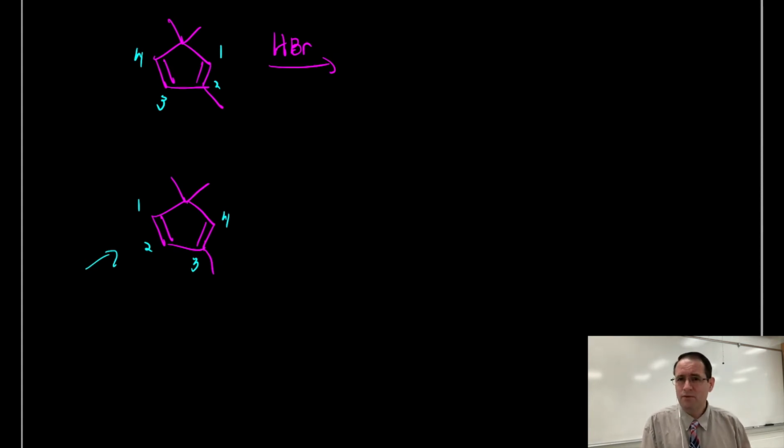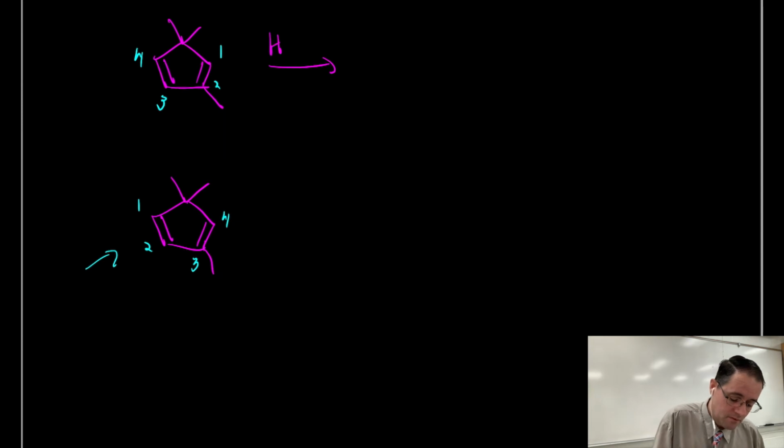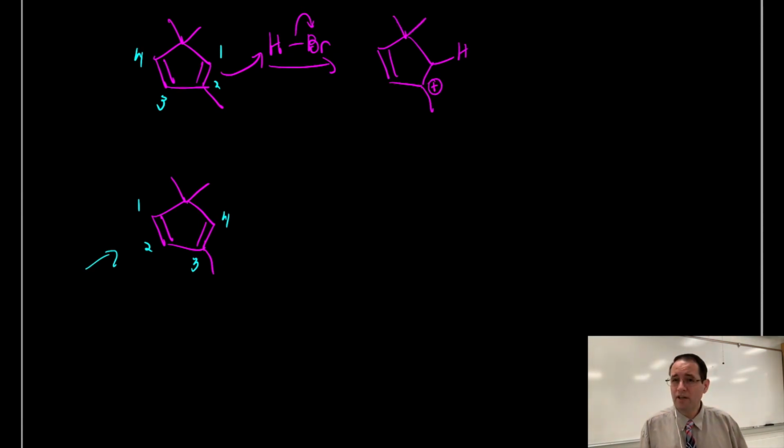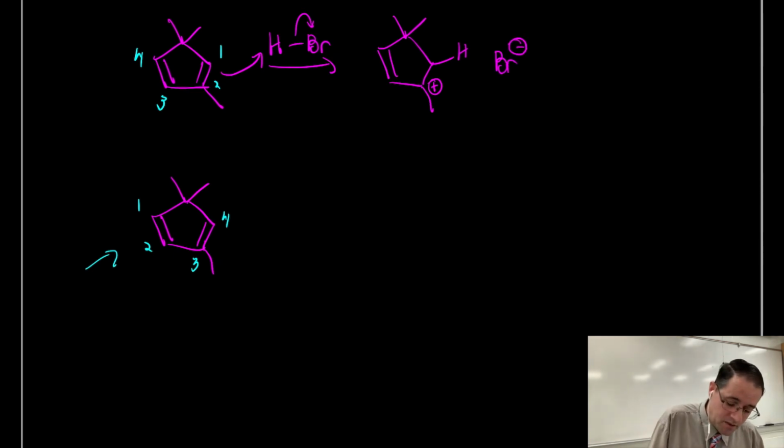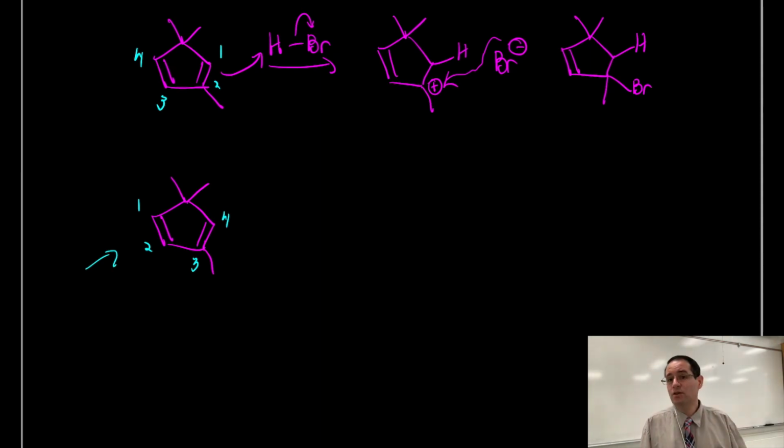So here, it might be helpful to think about the mechanism. When the 1,2 addition occurs, what is transpiring? We have protonation at carbon 1. We have a carbocation at carbon 2. Bromide comes in, attacks the carbocation, and gives you the 1,2 addition product.